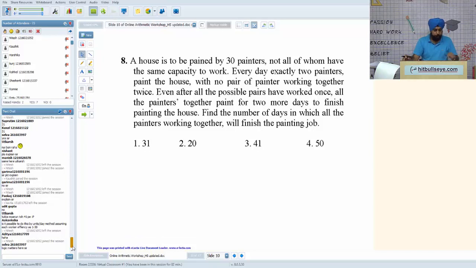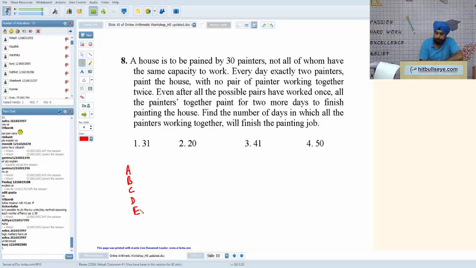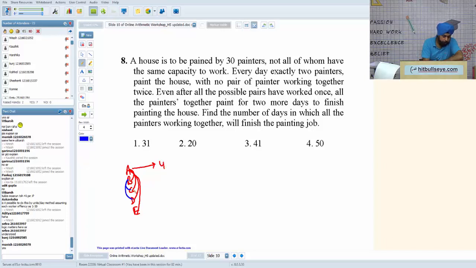Just listen to me very carefully, students. Yes, logic matters here, Selva. See, let's understand it by taking a simple example of, say, only 5 people. So there are 5 people, A, B, C, D, E. Let me say the rest of everything is the same. So students, can you say A will make 4 pairs with other people? B will again make 4 pairs with other people. C will make 4 pairs with other people. Same goes with D and E.